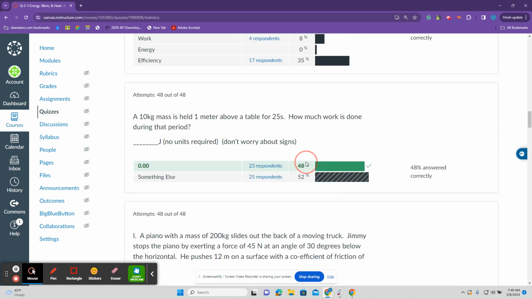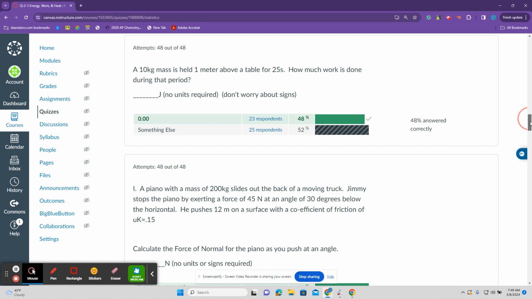Here's a trick question. Look at the percentage, 48. A 10 kilogram mass is held 1 meter above the table for 25 seconds. How much work is done? None. You have to have distance. No distance, no work. Remember wall sits? They're awful, but no work is being done. Don't confuse trying and difficult with actual work.